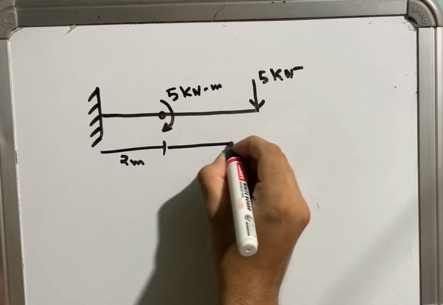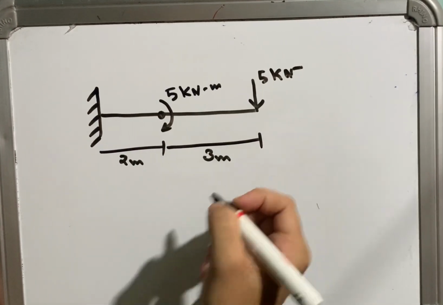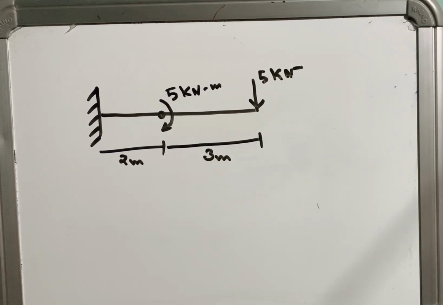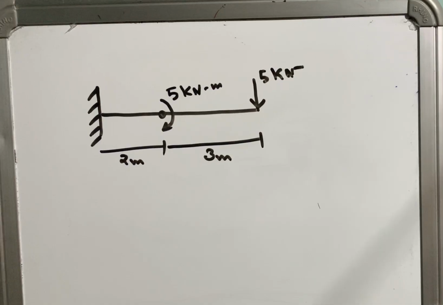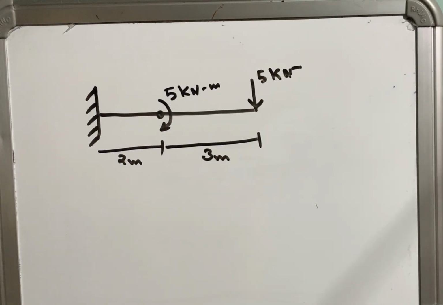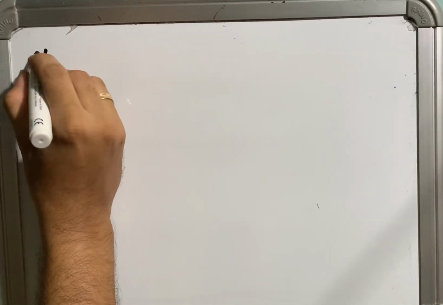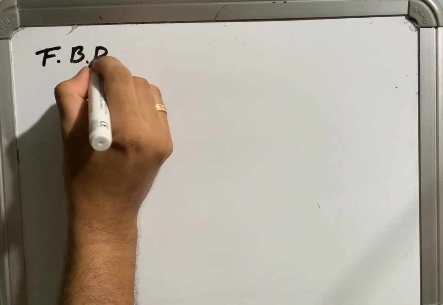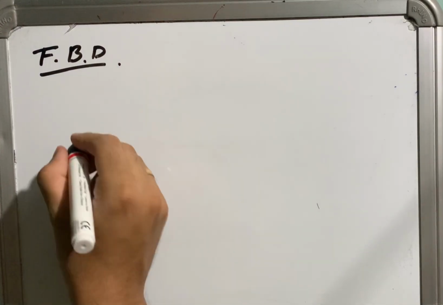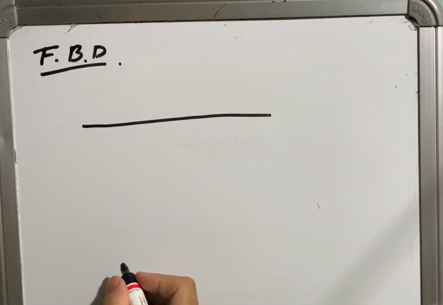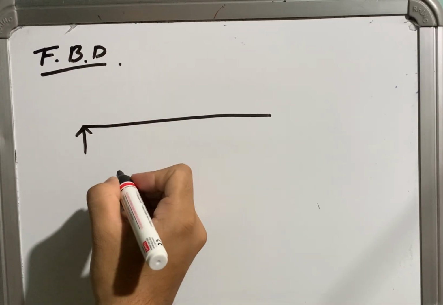The distance of the moment from the fixed support is 2 meter and the distance of the point load from the fixed support is 5 meter. So let's go for a free body diagram. We have to first do a free body diagram where we will change the fixed drawing according to our convenience.